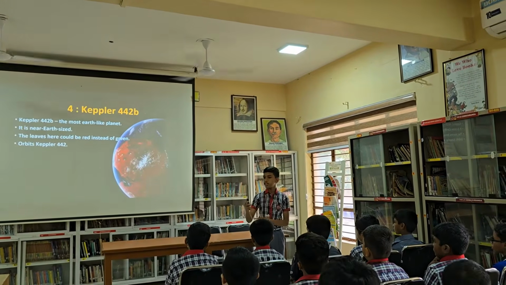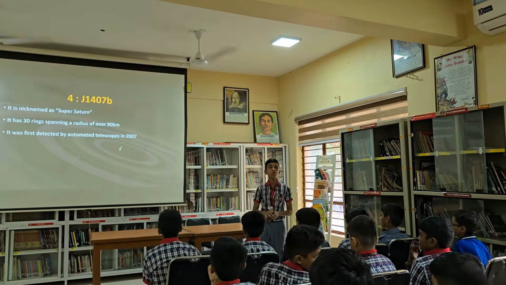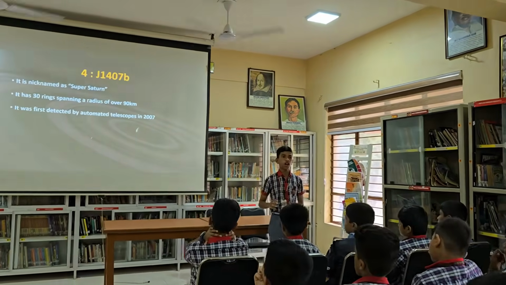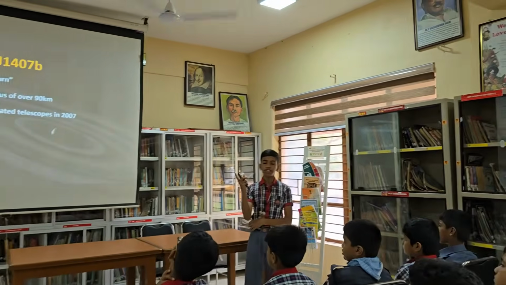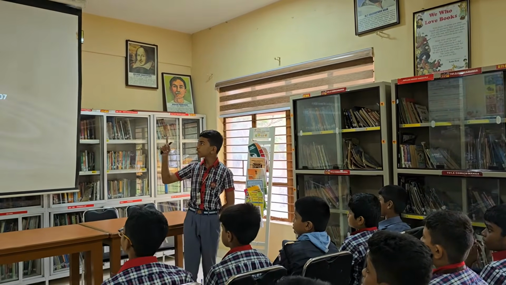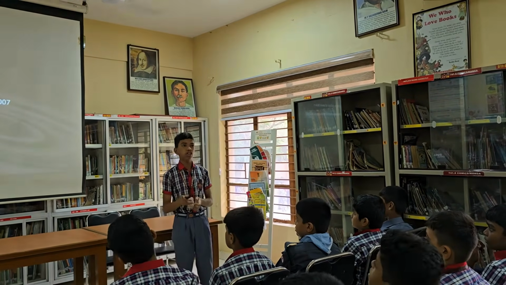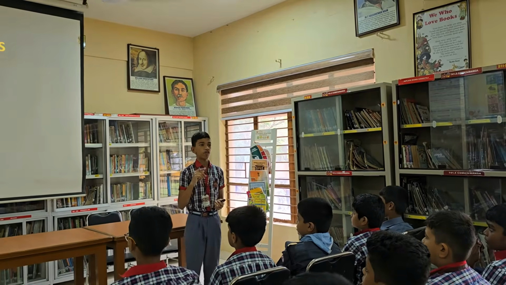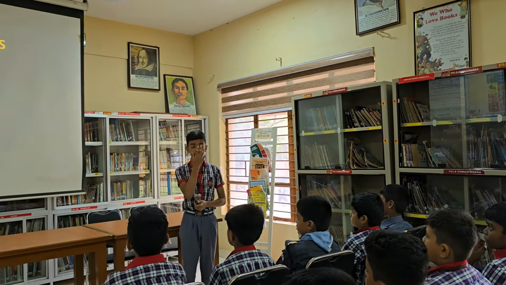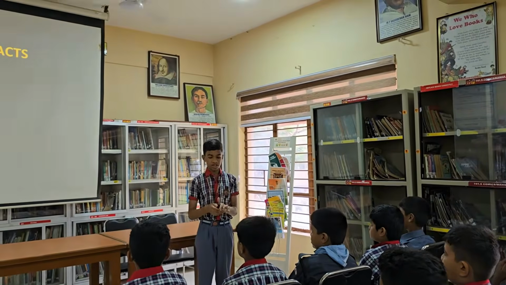And the next planet is J1407b. This planet is called Super Saturn, because it has 30 rings which span over 90 kilometers. This planet actually orbits around a star called V1400. This planet is named J1407b because the V1400 star was actually called J1407. And if you don't know, the way scientists name these planets is by using the star's name and adding a b next to it.